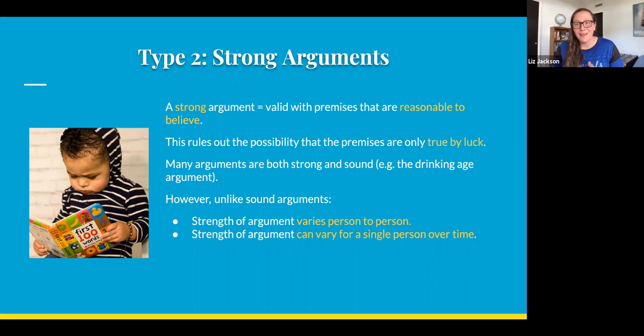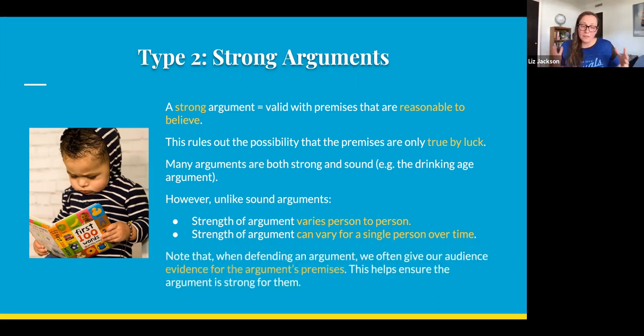You could think about maybe an argument that you should vote a certain way or an argument for some political conclusion that probably wasn't strong for you as a child just because you didn't really have evidence about politics, evidence that the premises were true. It'd probably be really hard for you to even understand the premises. But now it is strong for you because you have different evidence. So strength of arguments, again, can vary from person to person and can vary for a single person over time.